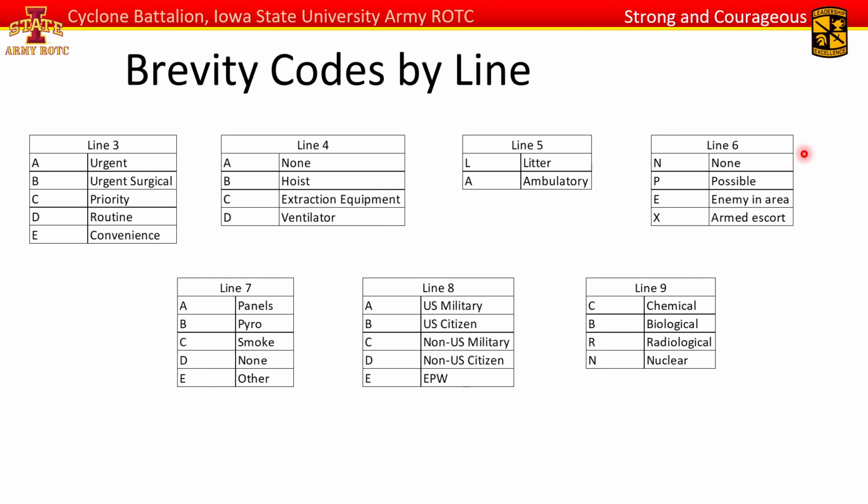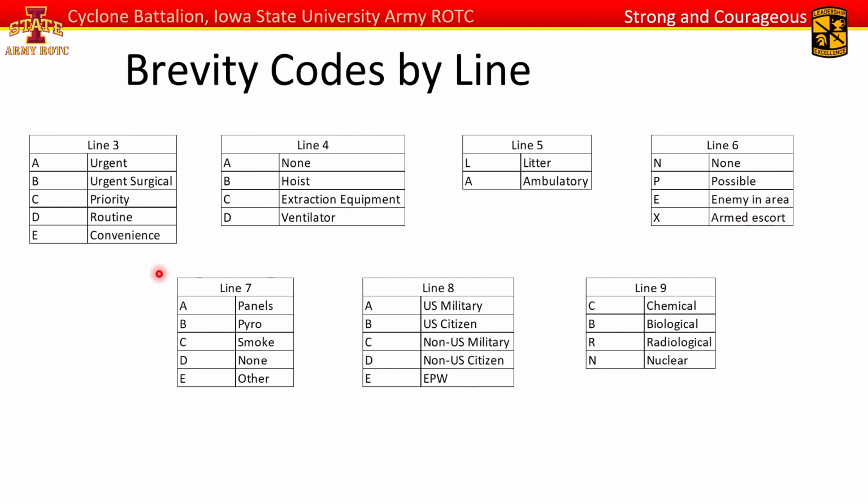So we have line 6. This is your security at the pickup site, remember, for wartime. So as far as peacetime, again, this is going to be your missed information, what the injury is, more specific details about that. So as far as the enemy goes, we have none, possible enemy in the area, enemy in the area, and you need an armed escort. So the distinction between these two, this would be more of an approach with caution, whereas this one is that you need the area secured and you don't have the capability to do it on your own, so you need the armed escort to protect the casualties.